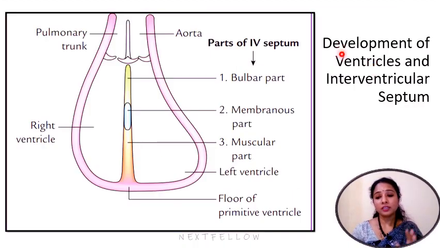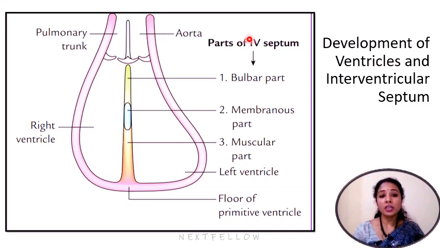So now let us discuss the septa forming between right and left ventricles. We finished the atria, and we finished the interatrial septum as well. So continuing with the partition of the primitive ventricle. The interventricular septum consists of three parts. You can see three colors here, three parts. Lower one is the muscular part, the upper one is the bulbar part. In between these two we can see the membranous part. So these three parts develop from three different sources.